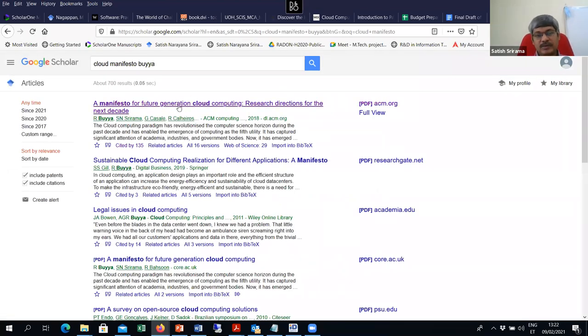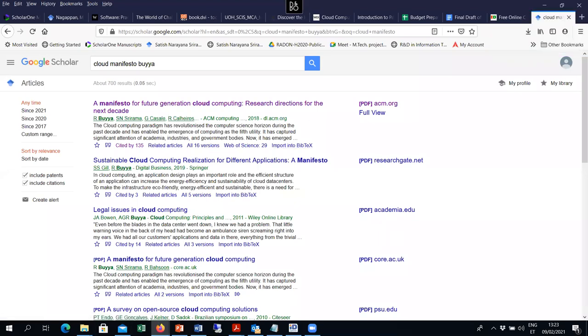The manifesto for future generation cloud computing: research directions for the next decade. This is where anybody who is trying to start their research should be able to find a very interesting domain. If it can't offer you an interesting research domain, we have failed in our exercise. Let me put it as a statement.